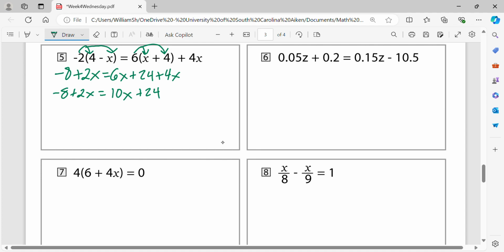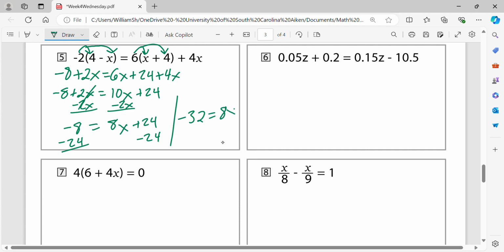Now, we're going to move the smaller x. So here I'm going to move the 2x. So it's plus 2x, so I'm going to subtract 2x from both sides. That's going to give me negative 8 equals 10x minus 2x is 8x plus 24. I want to get x by itself, so I'm subtracting 24 from both sides. Negative 8 minus 24 should give us, I believe, negative 32. So we have negative 32 equals 8x. Then to get x by itself, we divide by 8, and we get negative 4 equals x.